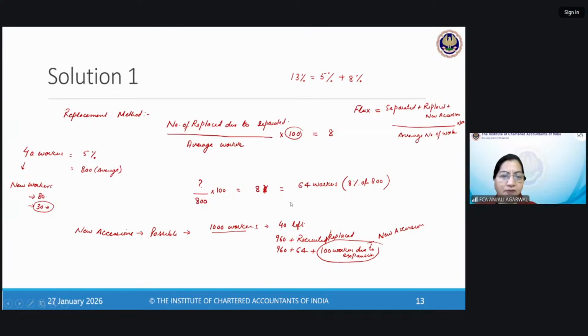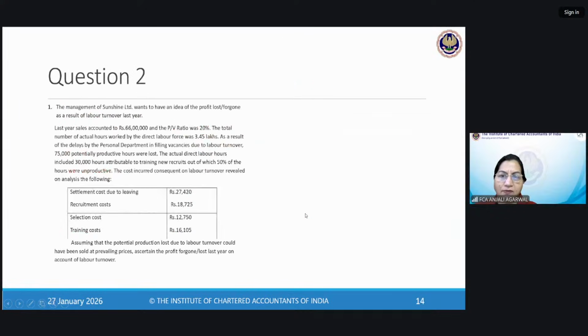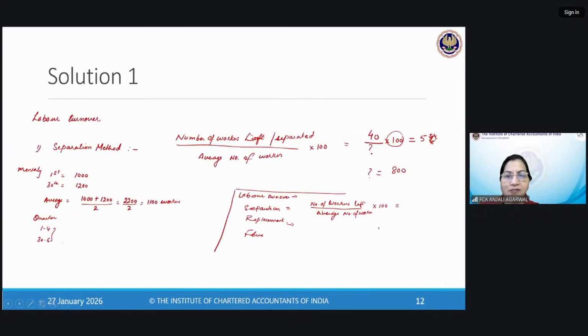Makes sense, Lohit? Okay, so I was giving you the crux. Separation means the number of workers left, divided by the average number of workers, into 100. So you'll get a number here, which will be expressed as the final answer as a percentage. If it comes out 5, the final answer is 5%.